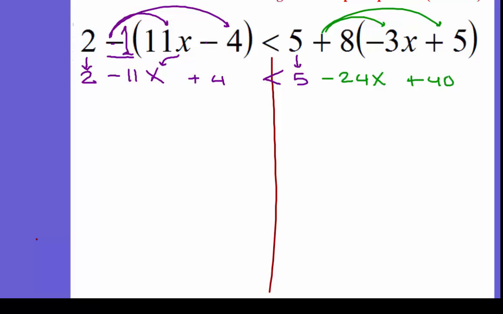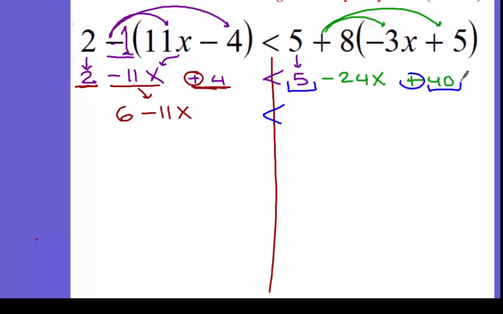Alright. 2 minus 11x plus 4. The 2 and the 4 have no variable, no x, so you put those together. 2 plus 4 is 6, and you carry that with negative 11x. They're not the same because the 6 has no x. And you combine the 40 and the 5. Over here you can combine the 5 plus 40 since both of those have no x. So 5 plus 40 is 45, and then you carry down the negative 24x.